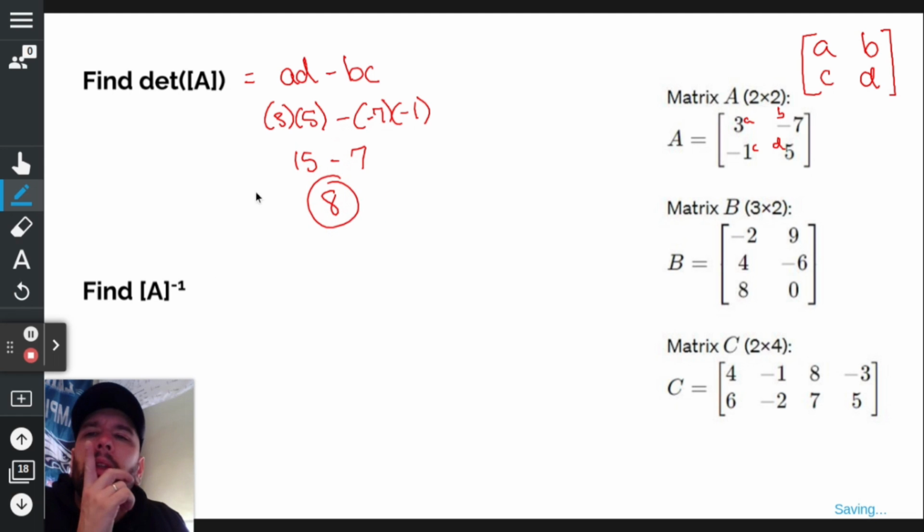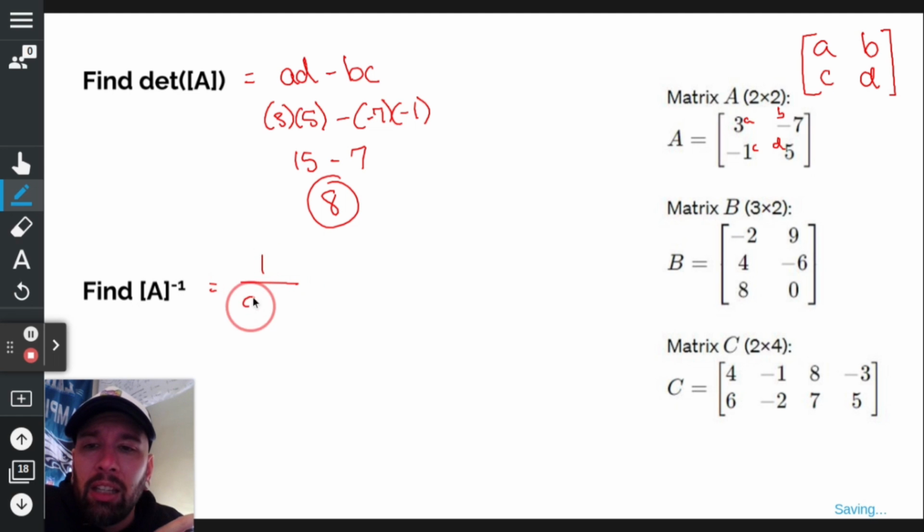Now, if it asks you to find the determinant, you can get anything. Now, there becomes a problem if the determinant is 0. If the determinant is 0, you can't take the inverse. Why? Well, the way you find the inverse is you do 1 divided by the determinant.